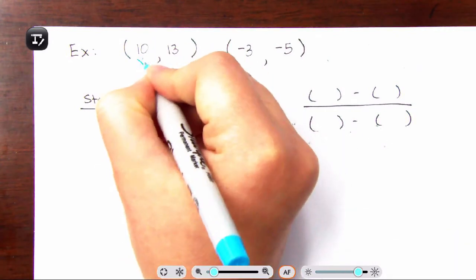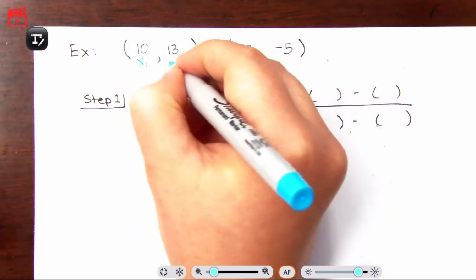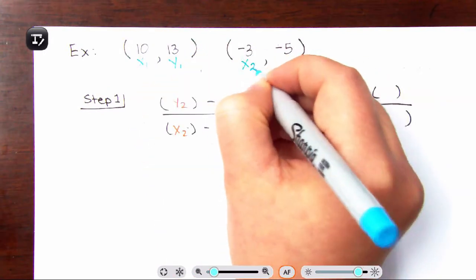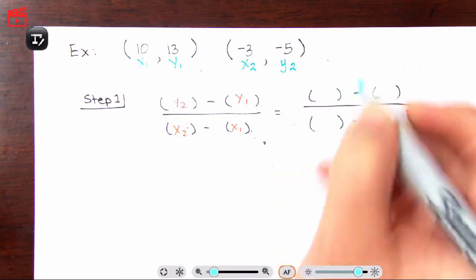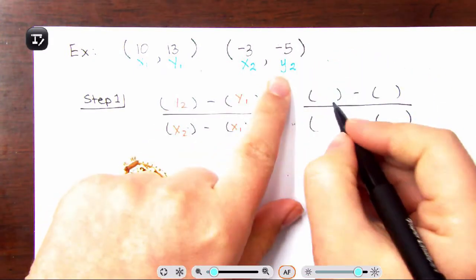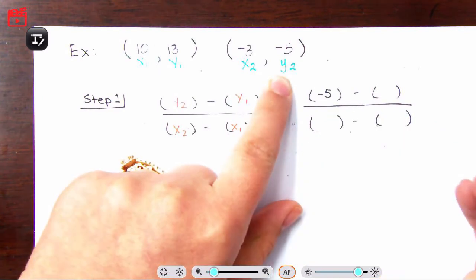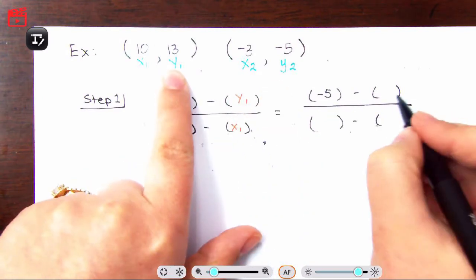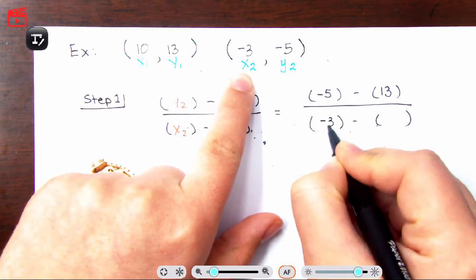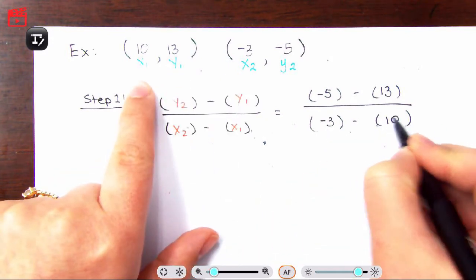I'm walking around, I see my x. I got to tell them the reason why I'm no longer with him. I keep walking, I see my second x, and I got to tell them the second reason why I'm no longer with them. So y2 is -5. Put that inside the bubble. y1 is 13. x2 is -3. x1 is 10.